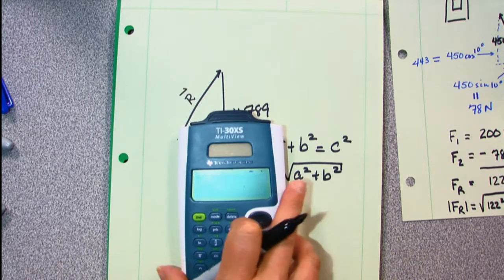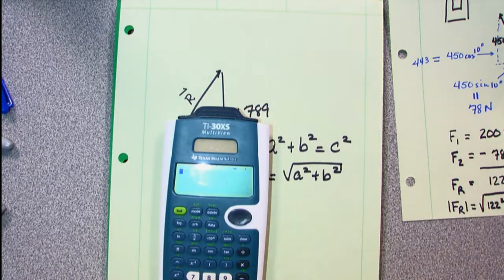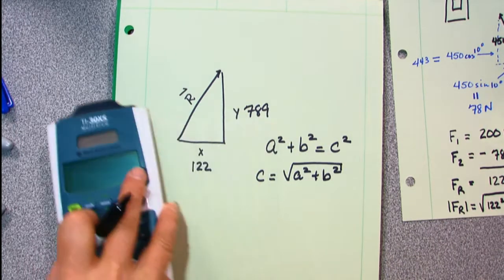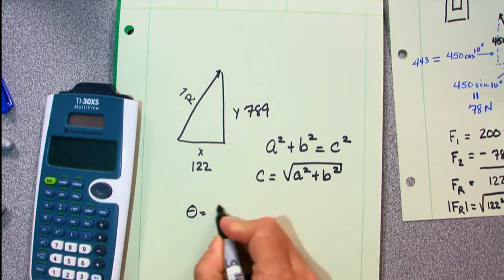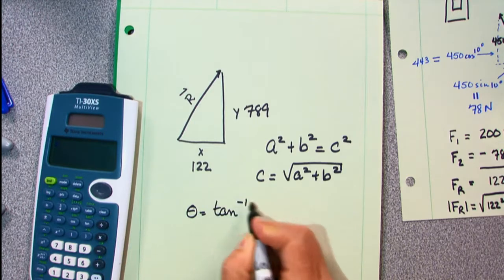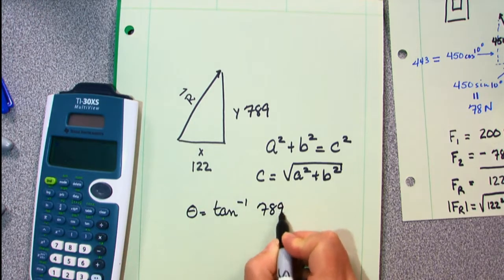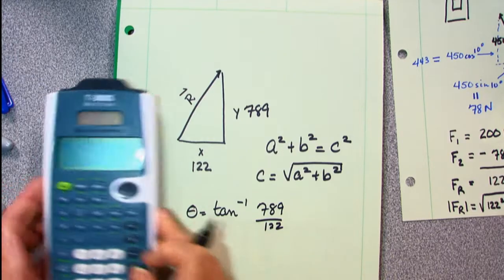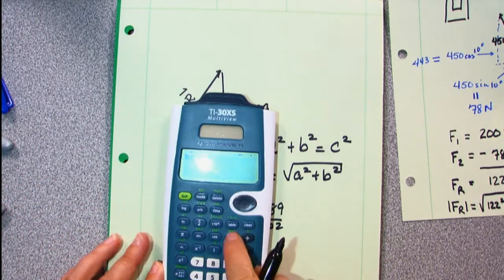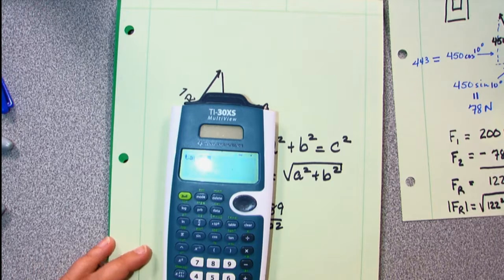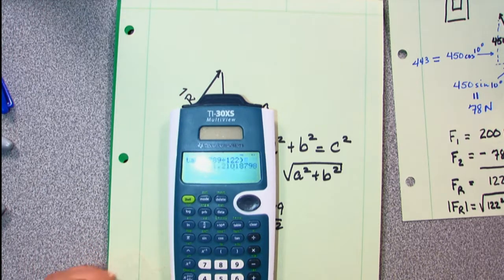So then how in turn do we get the 81? The angle is equal to the arc tangent of 789 divided by 122. So on my calculator, make sure I have the arc tangent. 789 divided by 122. Close your parentheses to make sure it's doing it correctly. 81.2.